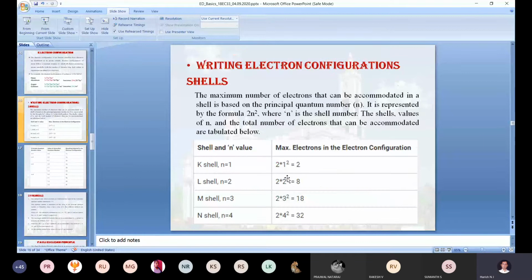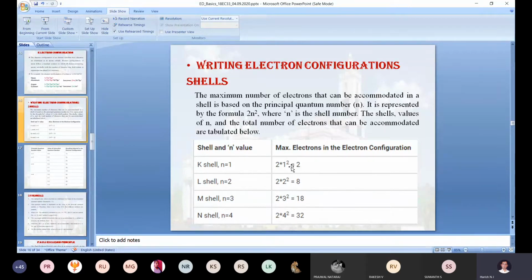Now just check it out, how we have calculated the maximum number of electrons present in a particular orbit. n is equal to 1 means the first orbit. What is the name of the first orbit? We can call it the K shell, right? The K shell consists of a maximum of how many electrons?